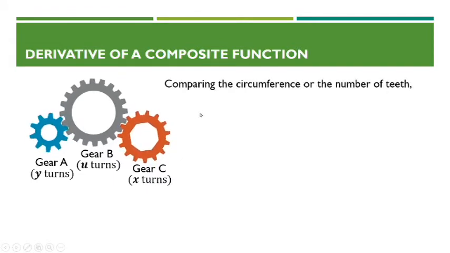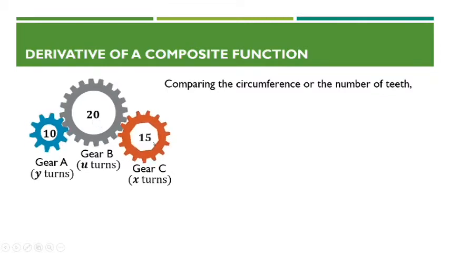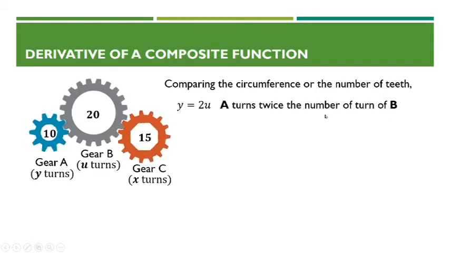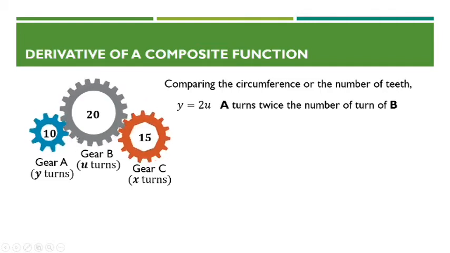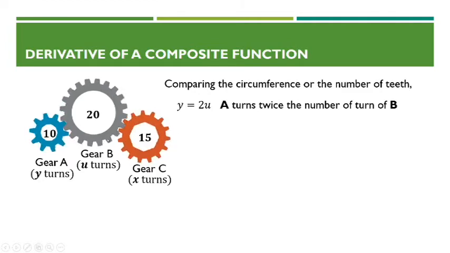So, comparing the circumference or the number of teeth ng bawat gear, ang number of teeth ng gear A is 10, the number of teeth ng gear B is 20, and the number of teeth ng gear C is 15. So, Y is equal to 2U, meaning A turns twice the number of turns ng B. Mas mabilis yung ikot ng gear A, nakakaikot na siya ng dalawa bago pa makaikot yung gear B, because mas maliit yung circumference nito or mas maliit yung bilang ng teeth, mas marami siyang kailangang iikot kumpara sa gear B.